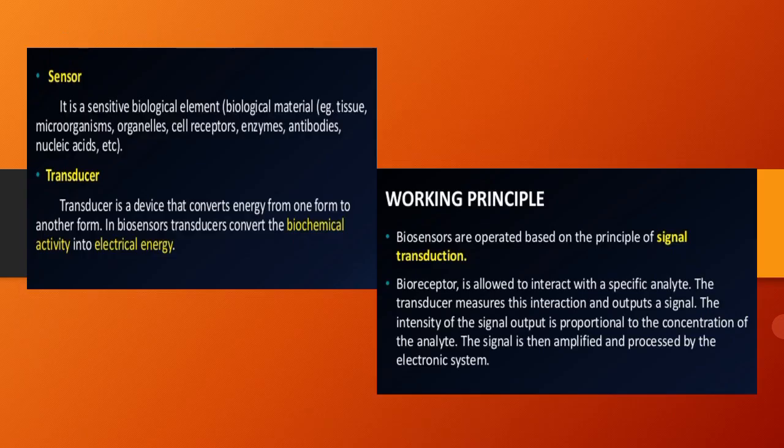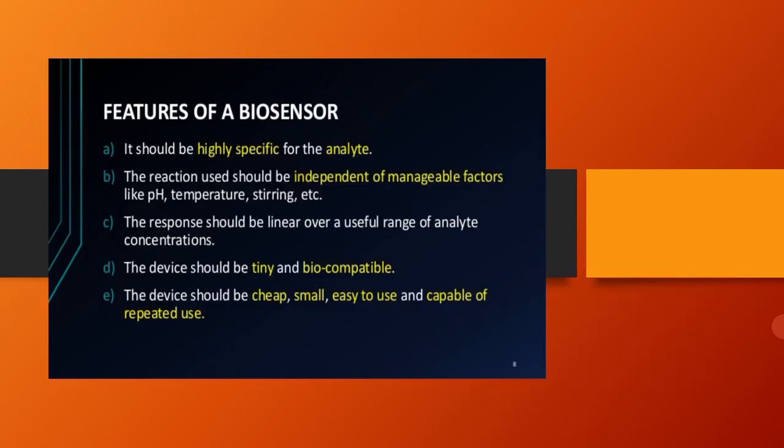Then we saw the working principle, how a biosensor works and what principle is behind its working, which is signal transduction, right? Biosensors work on signal transduction. Then we saw the features of the biosensor, some important properties that a biosensor should have. Only then can the machine, the assembly, be called a biosensor.